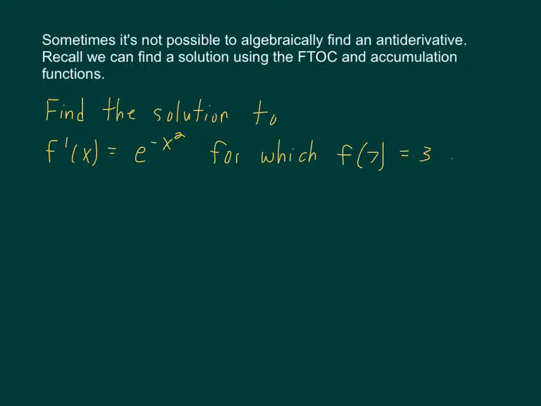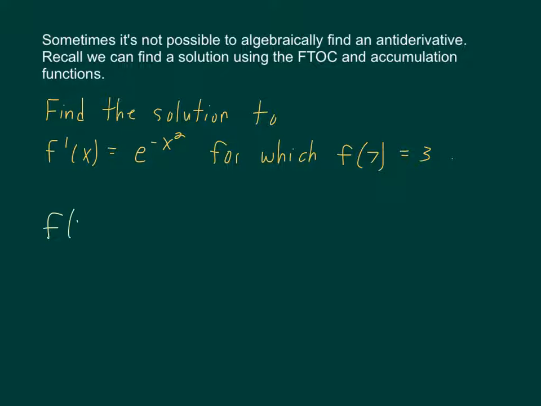So what the heck am I talking about? Well, suppose we wish to find the solution to this differential equation. It's a differential equation because we see a derivative, f prime of x. We have e to the negative x squared. So again, we don't know how to integrate this because we're missing an x term next to it. Because we're missing the derivative of that inner function, right? There's no x there anywhere, so we can't make it show up. So we don't know how to integrate that. We are told that f of 7 equals 3.